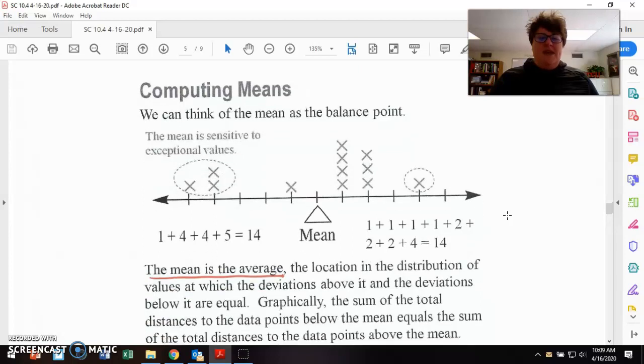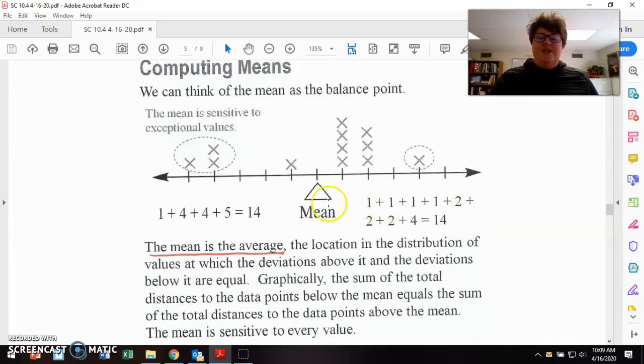You can think about a mean as a balance point. We know the mean is an average, so we have to think about it as a balance point. Half the scores are on one side, half the scores on the other side.